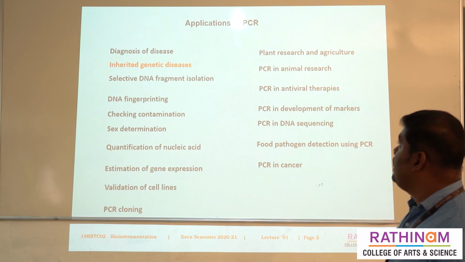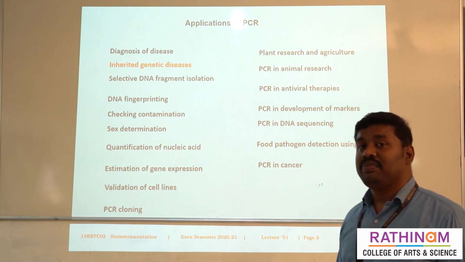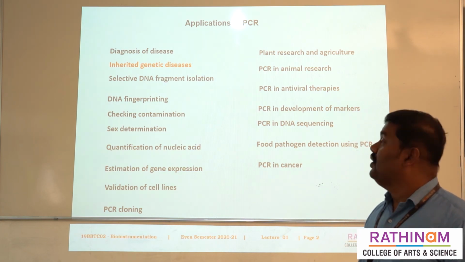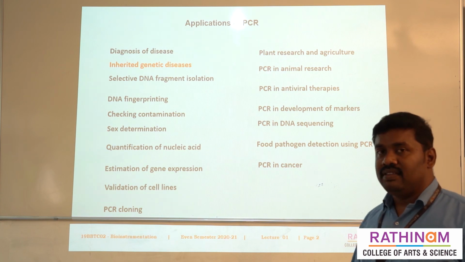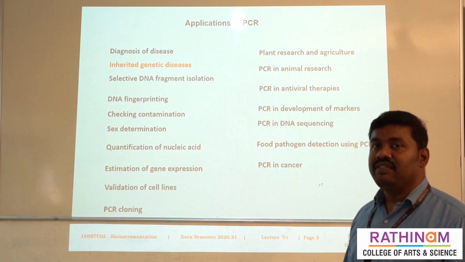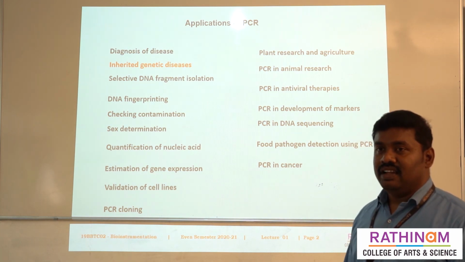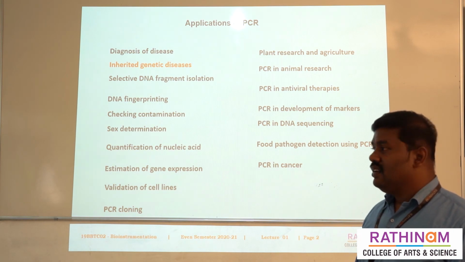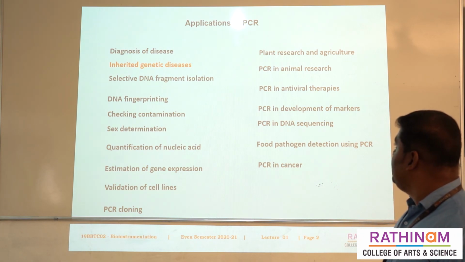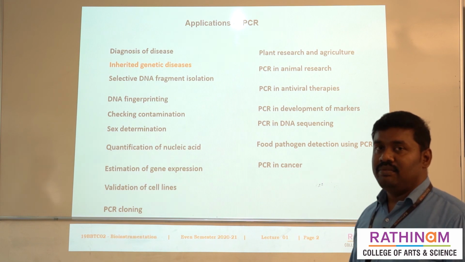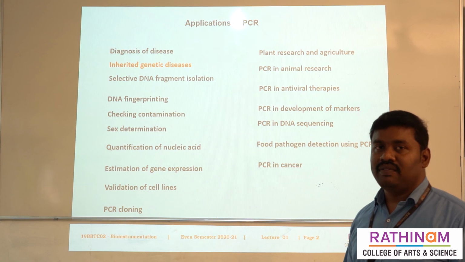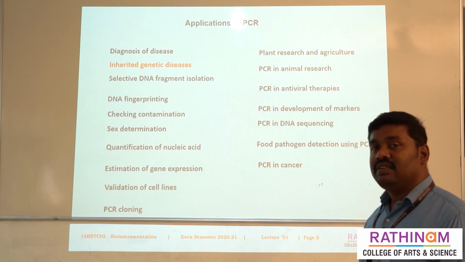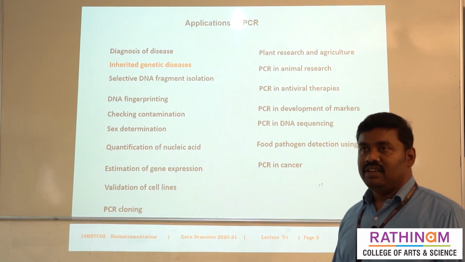In plant research and agriculture, we apply this technique to hybrid variety research. Then animal cell culture research, and PCR in antiviral therapies. Nowadays, everyone is very familiar with COVID-19 identification through viral detection. Then development of markers: different kinds of DNA fragment markers can be developed. These are the applications of PCR techniques. Thank you.